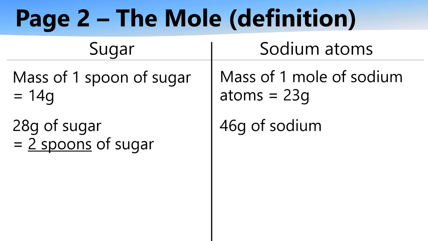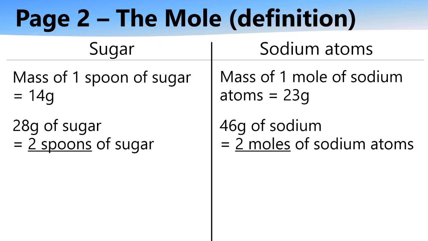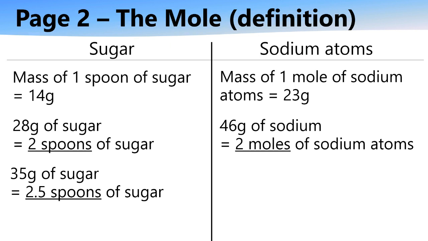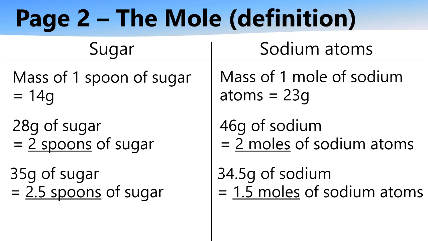Okay, similarly, given 46 grams of sodium, how many moles is that? Okay, it's also 2 moles of sodium atoms, which is 46 divided by 23. And if I have 35 grams of sugar, that will be 35 divided by 14 spoons of sugar. That will be 2.5 spoons of sugar. And finally, given 34.5 grams of sodium, how many moles of sodium atoms would that be? Okay, the working is 34.5 divided by 23, and I will get 1.5 moles of sodium atoms.